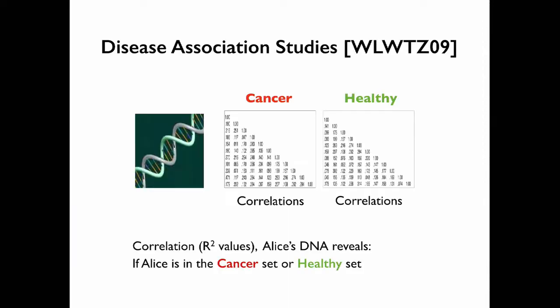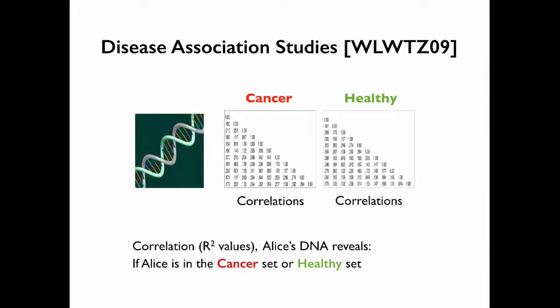Okay? How about statistics on data? This is another study which was done by Wang et al. in a paper in CCS 2009. What they did was they looked at disease association studies, okay? And here they had two groups of patients, a group of cancer patients and a group of healthy people, and they looked at SNPs of these patients, and they looked at pairwise correlations of the SNPs, right? So for every SNP pair, they looked at how correlated they were across the two groups, okay?